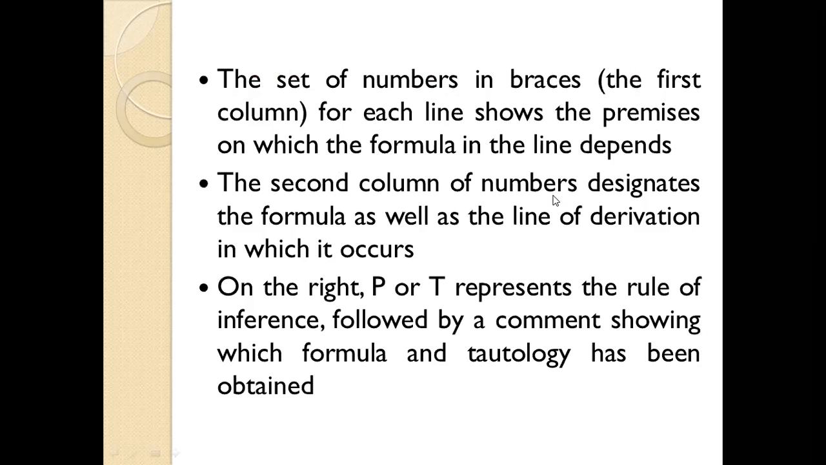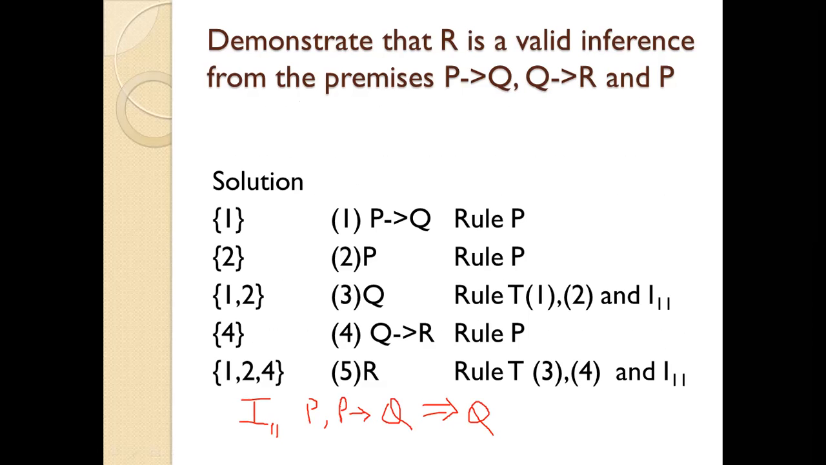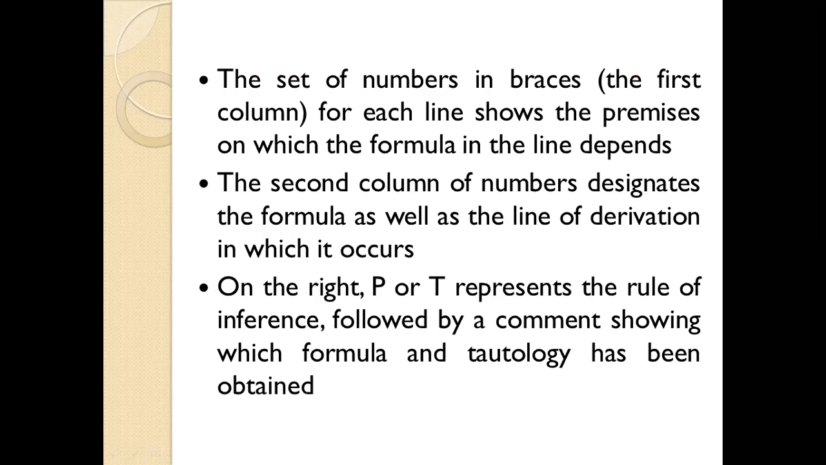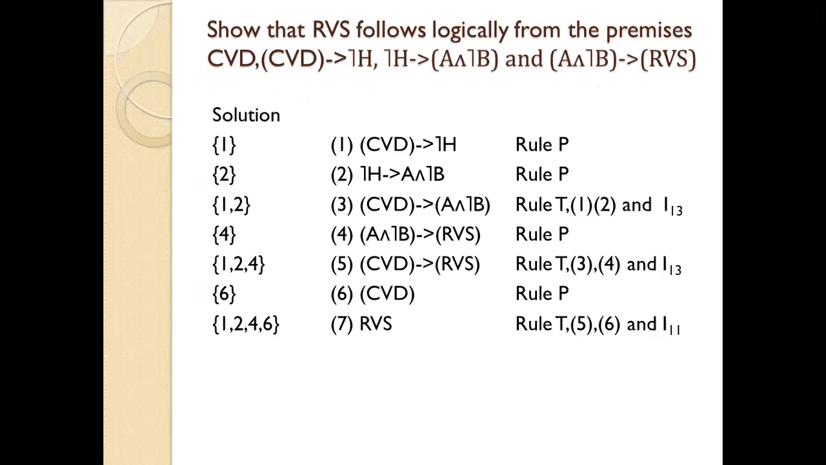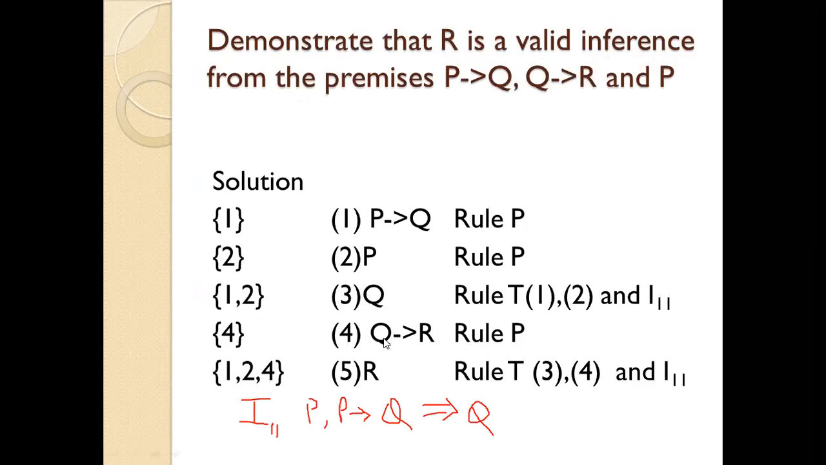The second column of the numbers designates the formula as well as the line of derivation in which it occurs. So this second column says that the rules, premises, and from those rules which we have derived the variables, that is being written in the second column.